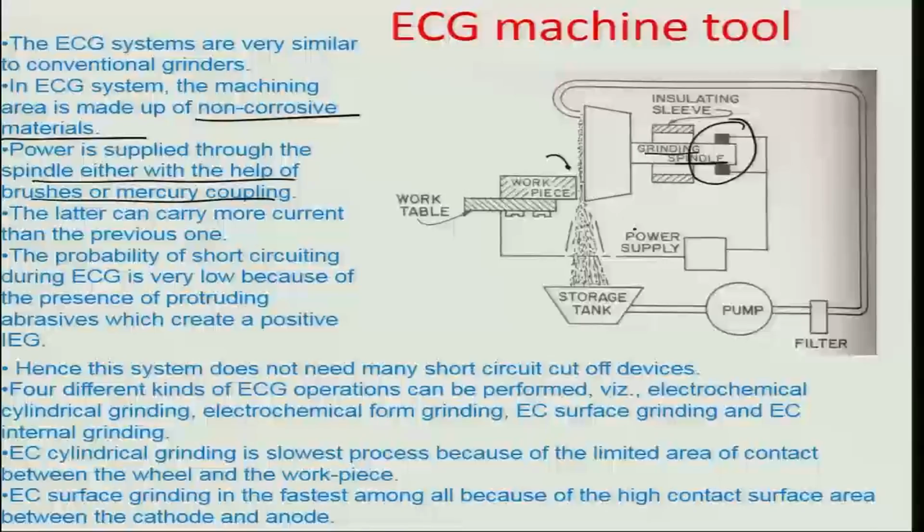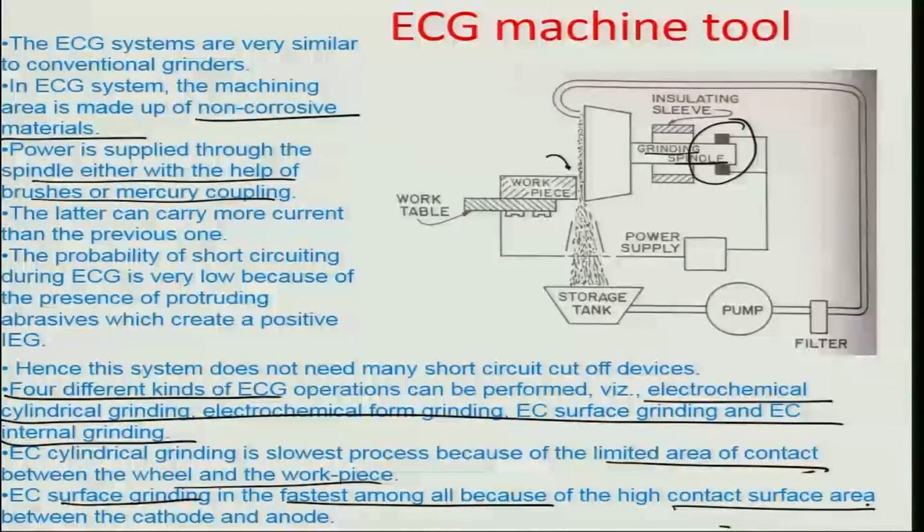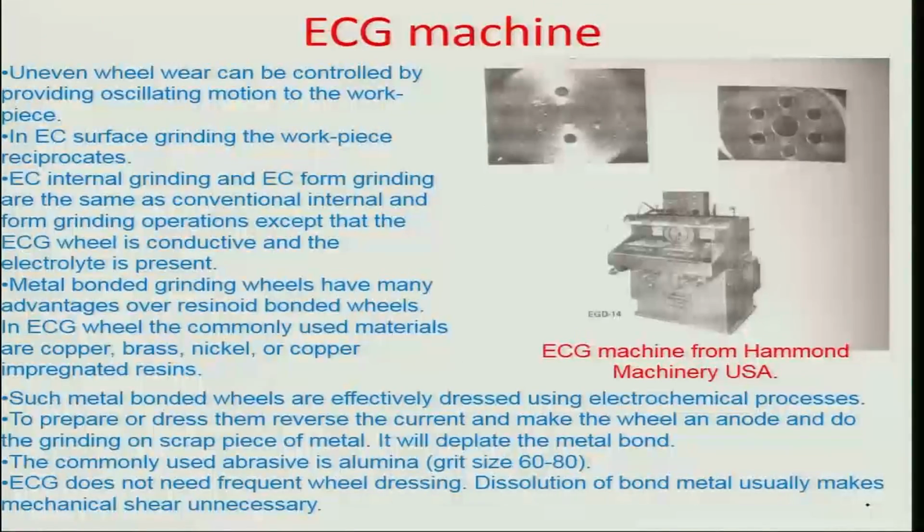So there are also several types of ECG processes. For example, you may have form grinding, surface grinding, internal grinding or cylindrical grinding. These are the 4 different kinds of processes associated with electrochemical grinding. Further, EC cylindrical grinding may be the slowest process because of the limited area of contact between the wheel and the workpiece, whereas surface grinding may be the fastest among all because of the high contact surface area between the cathode and the anode. So that is about the electrochemical grinding machine.